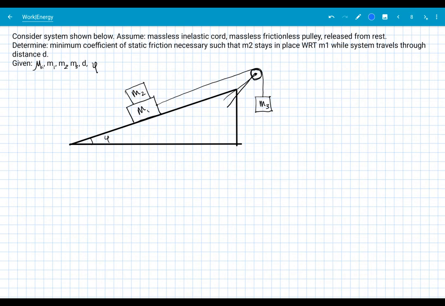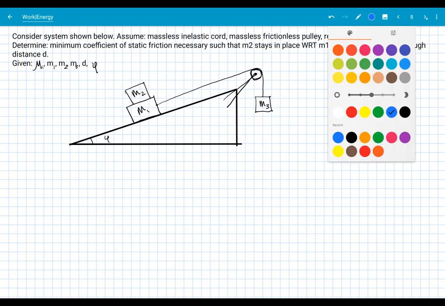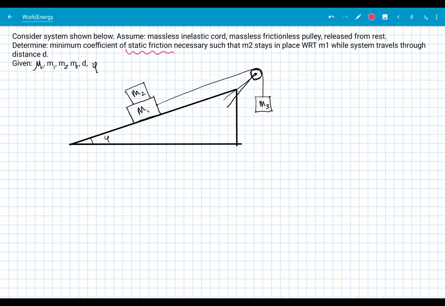What we're asked to determine is the minimum coefficient of static friction necessary that block two stays in place with respect to one while the system travels through some distance d. So, okay, there's a bunch there. The static friction that we're being asked about here, this is going to be the static friction between the blocks. So we're wanting to find the coefficient that is there between the blocks. What is the minimum coefficient necessary that the blocks stay in place together while the system is accelerating?